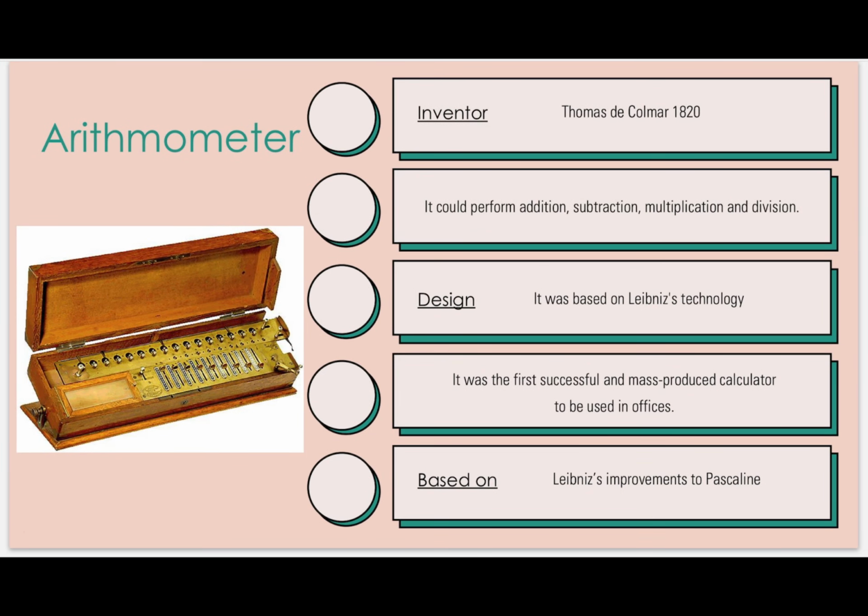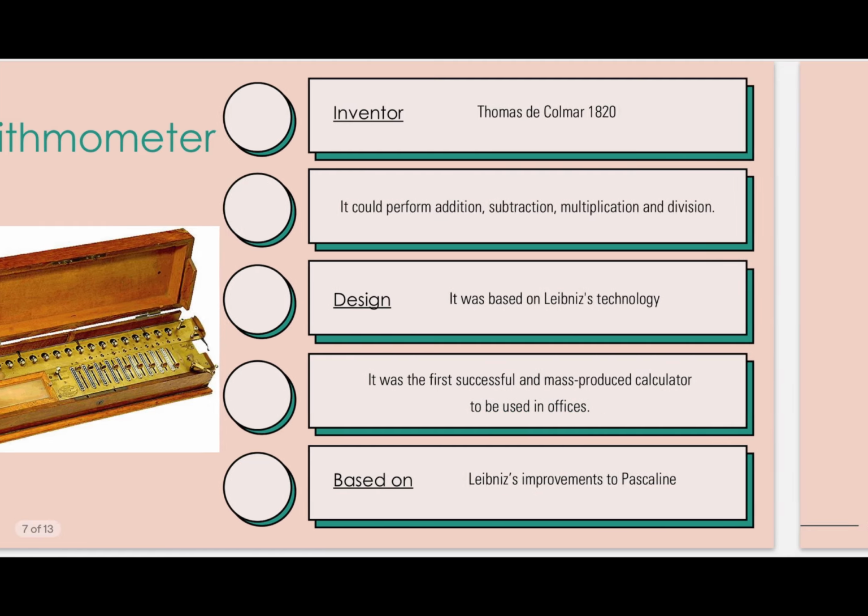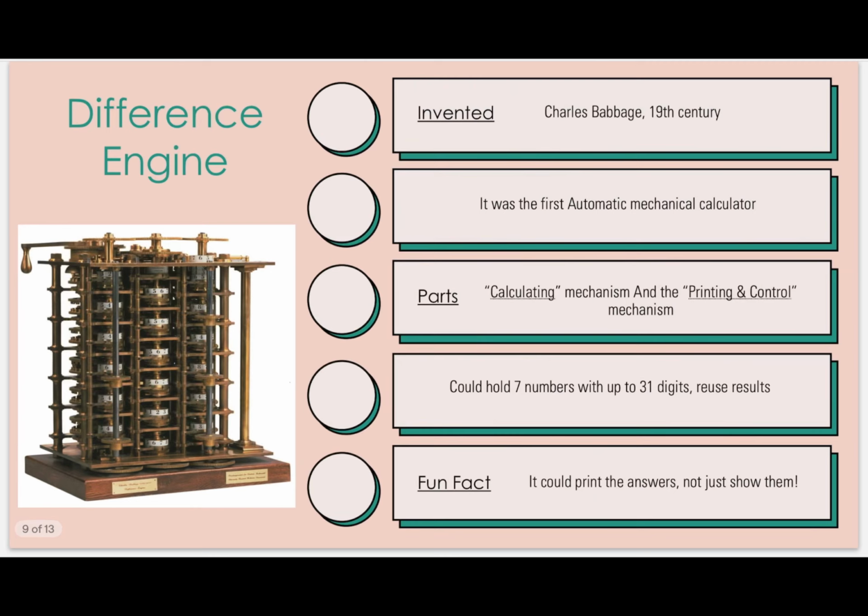Then the arithmometer. Who invented it? Thomas de Colmar in the year 1820. It could perform basic addition, subtraction, multiplication, and division. It was based on Leibniz technology. It was the first successful and mass-produced computer. Why? Because it was used in offices, and Leibniz improved the Pascaline. Right? Next one, the difference engine.